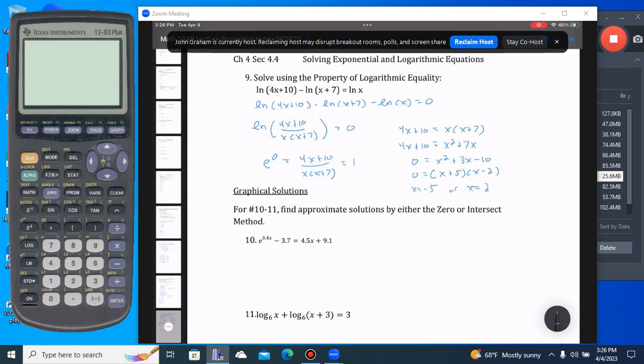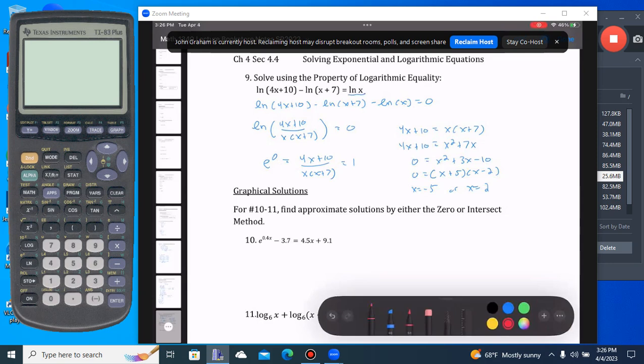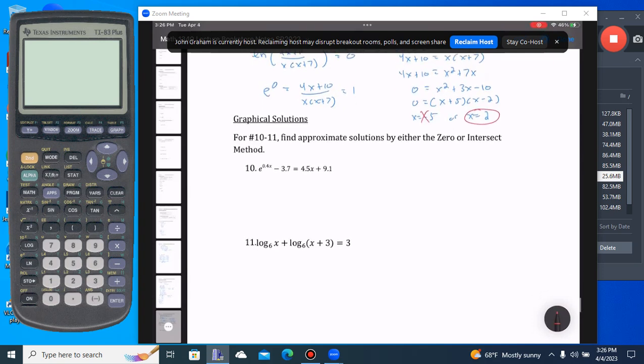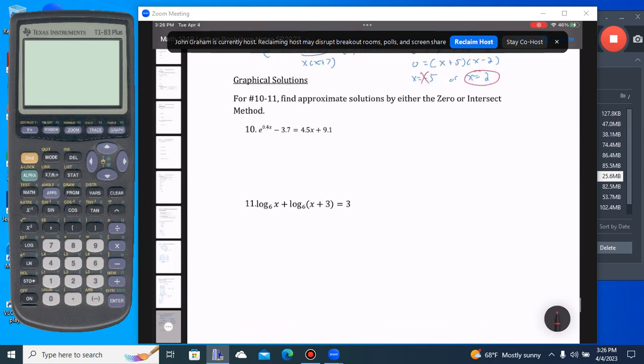Then we gotta check again. X equals -5, we can see with natural log of x, that's not a solution. With 2, you get 2, you get 9, you get 18. Those are fine, so this is the only solution. Right. Now, when these can get really tough, best way to do it is graphing.